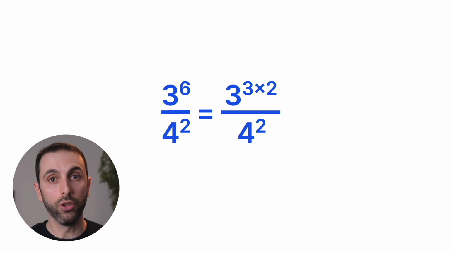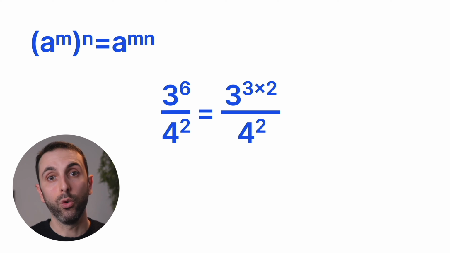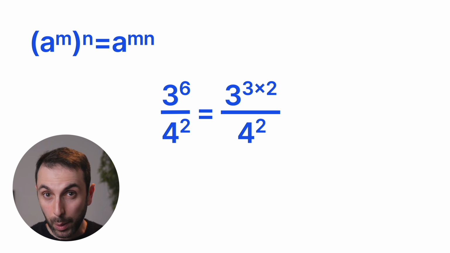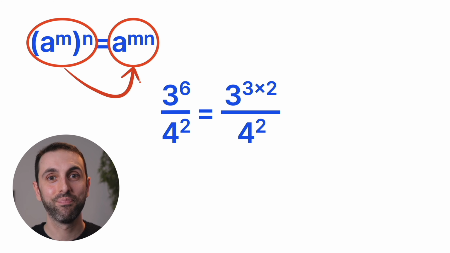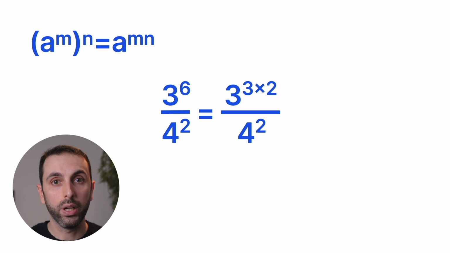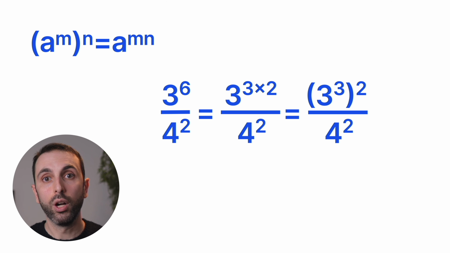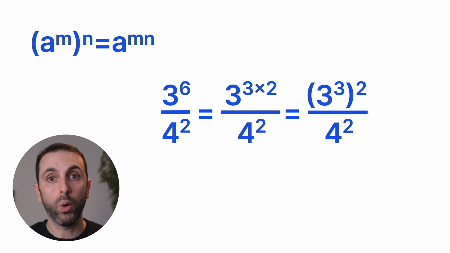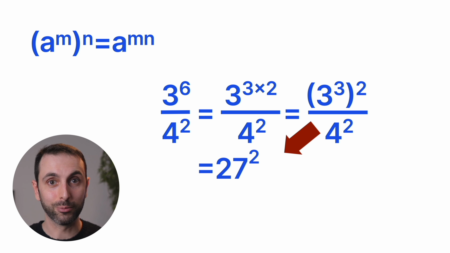I'm now going to use knowledge of the power law of indices, which is right on the side. So when we have a number written in index form, all to the power of something, we can just go ahead and multiply those powers together. Using this knowledge, 3 to the power of 3 times 2 is the same as saying 3 to the power of 3, all to the power of 2. So for our next line of work, we can rewrite this as 27 to the power of 2 divided by 4 to the power of 2.